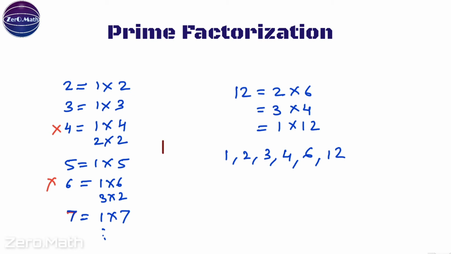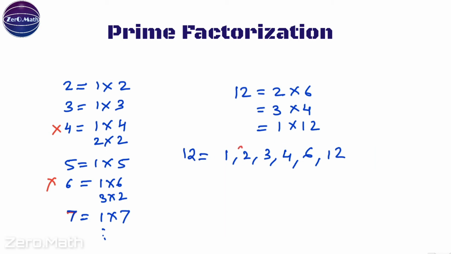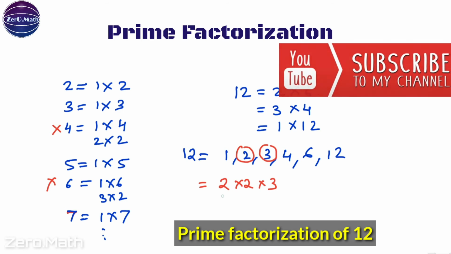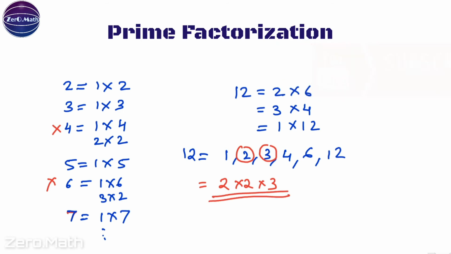Let's take the same example that you can see on screen. Number 12 has all these factors. However, out of all these factors, number 2 and number 3 are the only two prime factors. Hence, representing number 12 as a product of these prime factors, that is 2 and 3, will be the prime factorization of 12. 12 can be represented as 2 into 2 into 3, and that is the only way we can represent 12 as a product of primes.